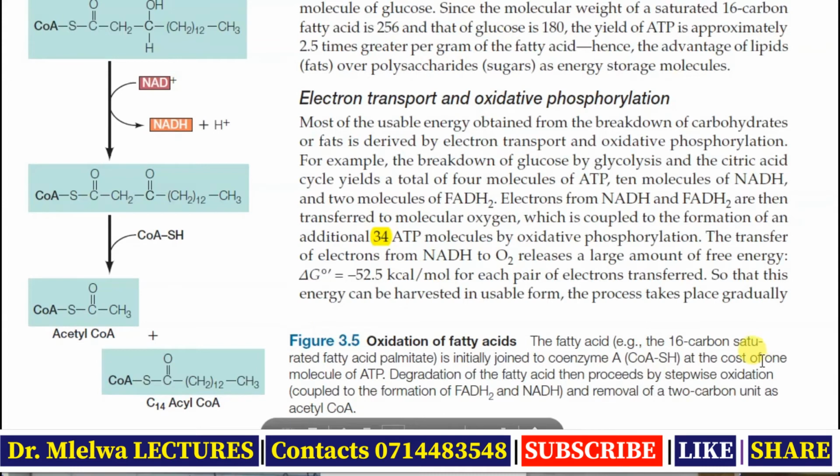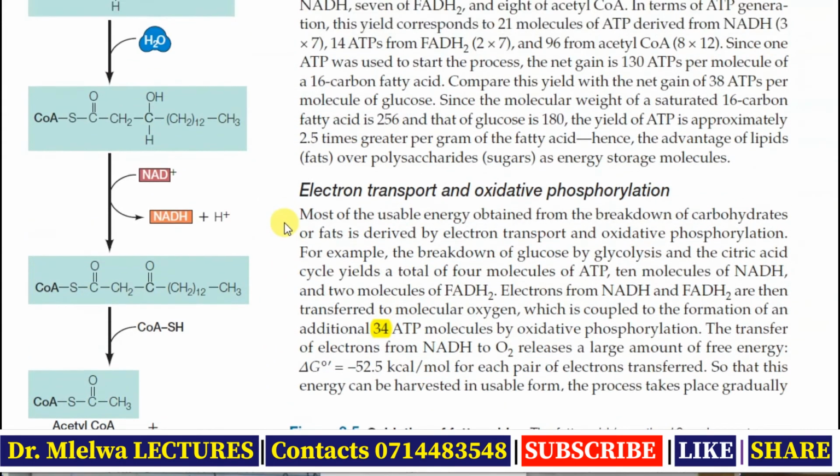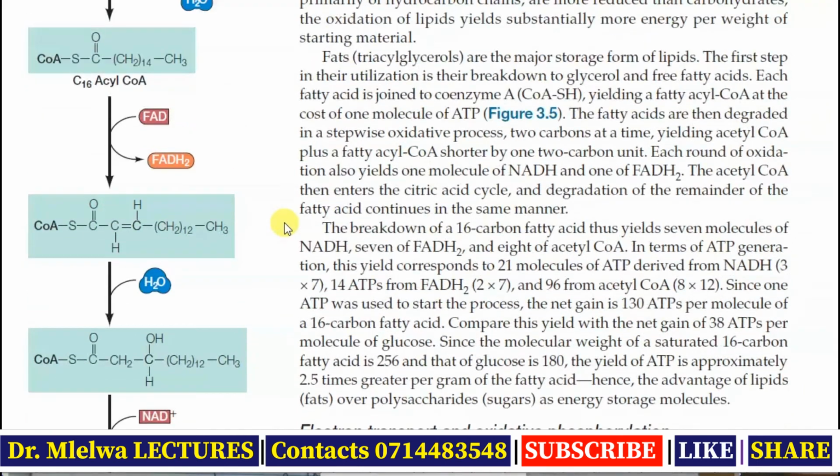So the fatty acid such as the 16 carbon saturated fatty acid palmitate is initially joined to coenzyme A at the cost of 1 molecule of ATP. Degradation of fatty acids then proceeds by stepwise oxidation coupled to formation of FADH2 and NADH2 and the removal of 2 carbon units as acetyl coenzyme A. So let us go back here and read some of the information.